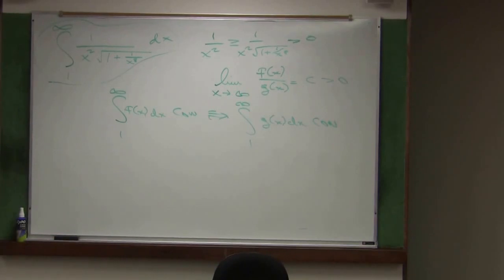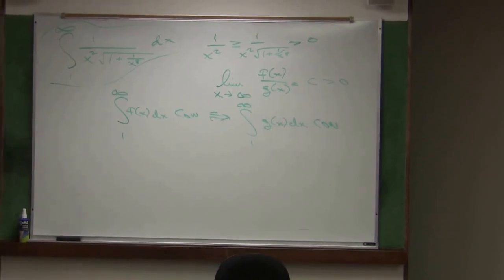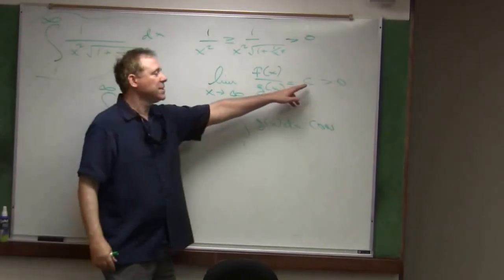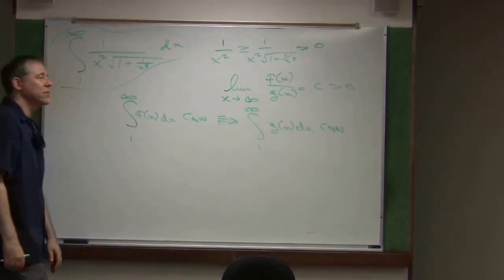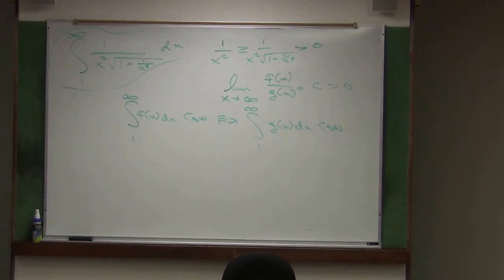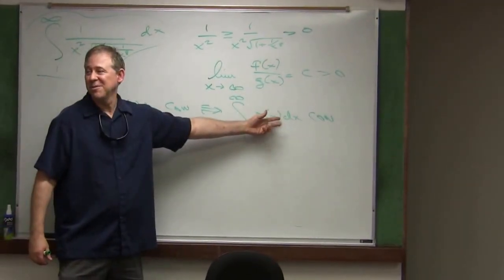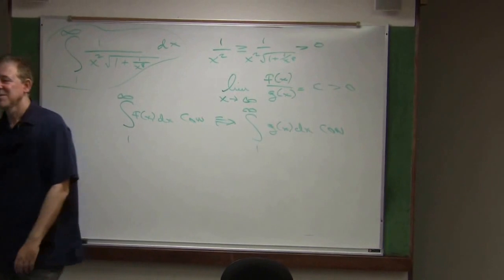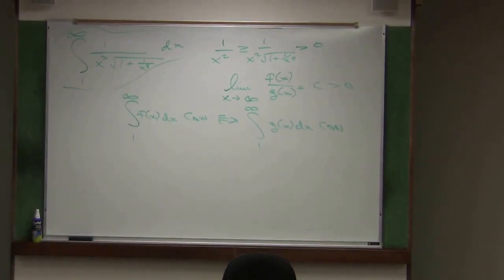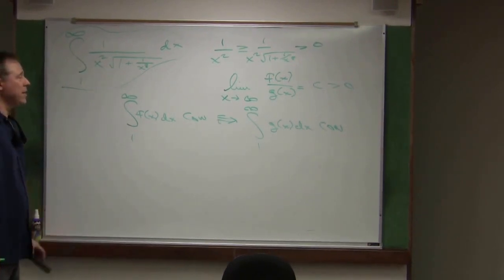And the intuitive way to think about this is, let's say c is 5 or something. That says f has roughly 5 times as much area under the curve as g. So if this is a finite number, well, this is a finite number too. That's a way of thinking about this.